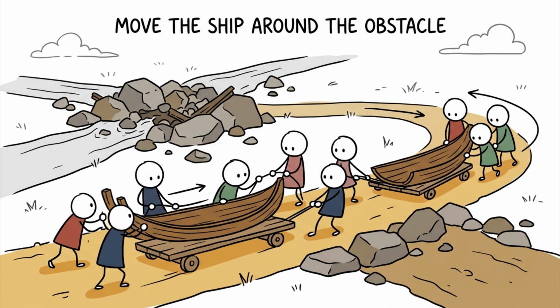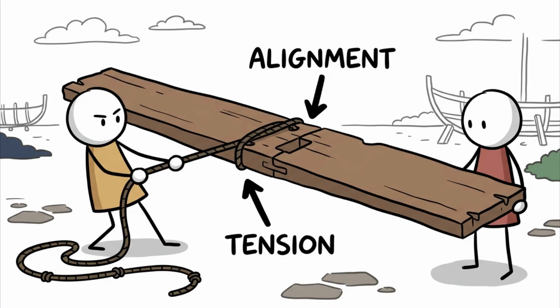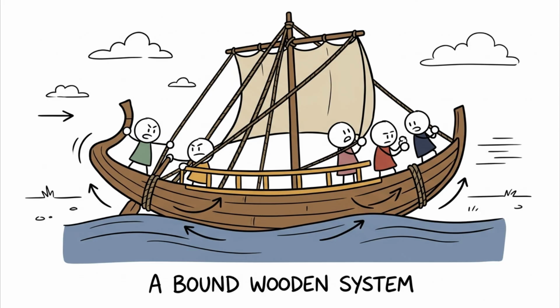That would make transport around obstacles or across land more practical. The longest planks were joined with elaborate scarf joints rather than simple cuts. Mortises helped align the timber, while lashings supplied much of the structural tension. The result behaved less like a rigid box and more like a bound wooden system.